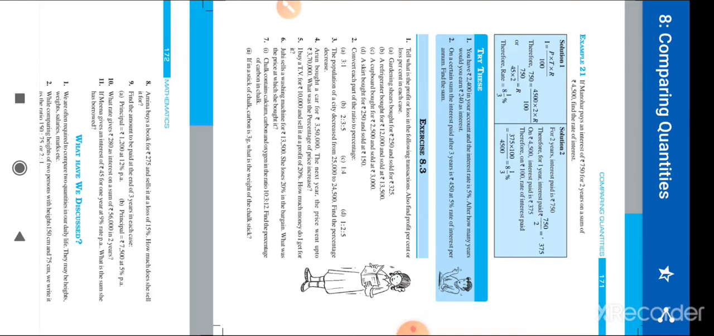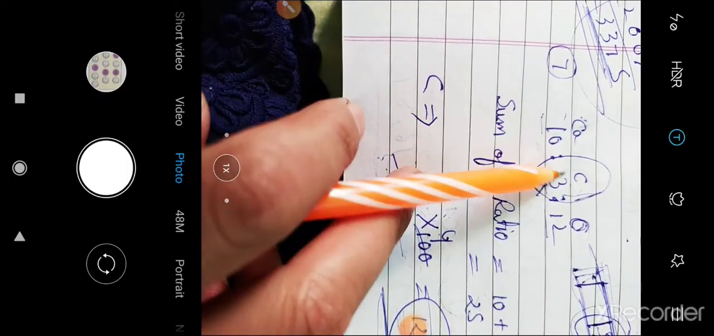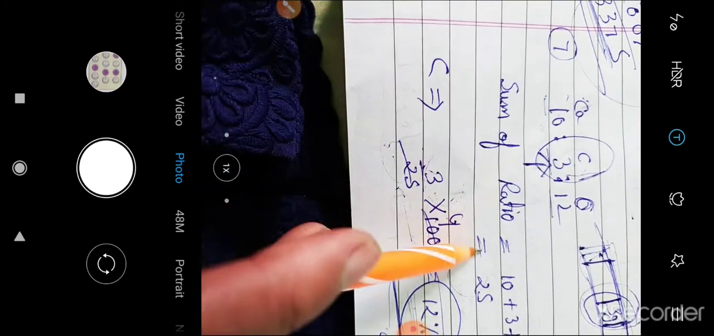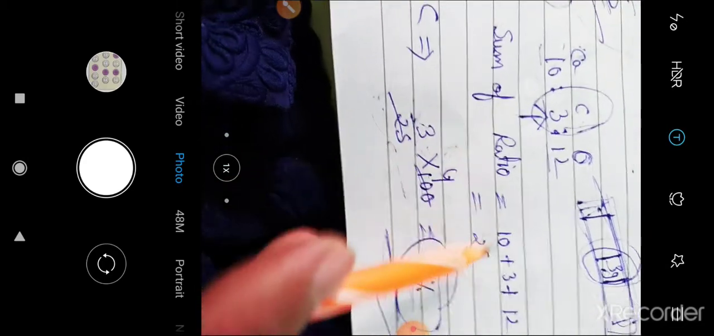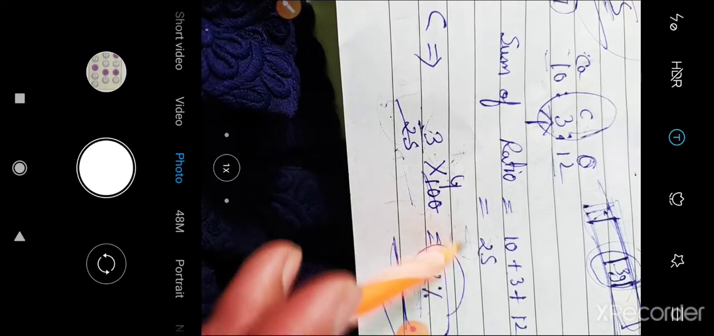chalk contains calcium, carbon and oxygen in the ratio 10:3:12. Find the percentage of carbon in the chalk, and in the second part we have to find out, if in a stick of chalk carbon is 3 gram, what is the weight of the chalk stick? It is given in the question that the ratio of calcium, carbon and oxygen is 10:3:12. So first we are going to find the sum of the ratio. For this we add all the ratios. So we have 10 plus 3 plus 12 is 25.